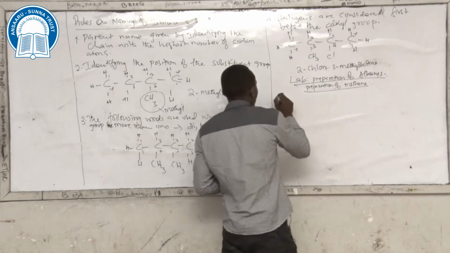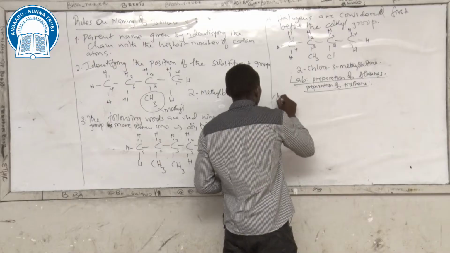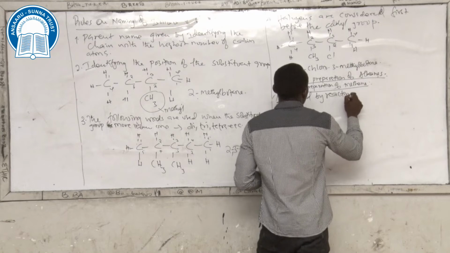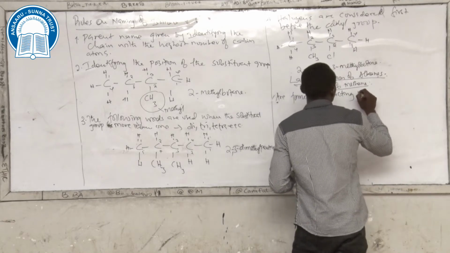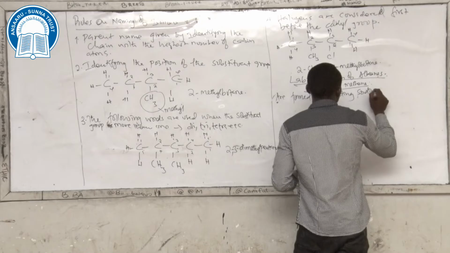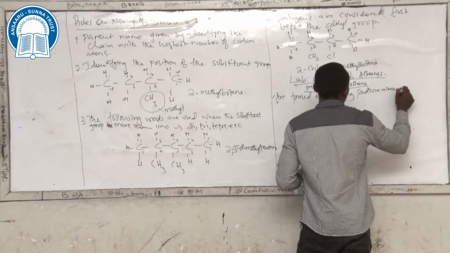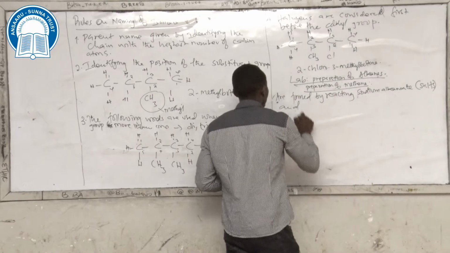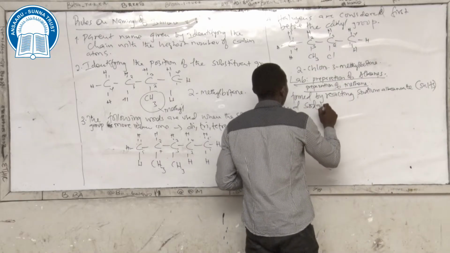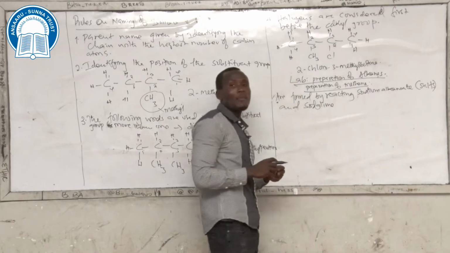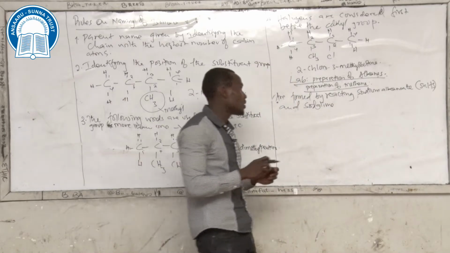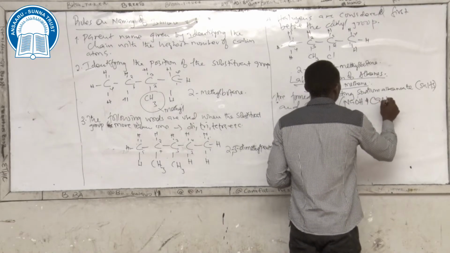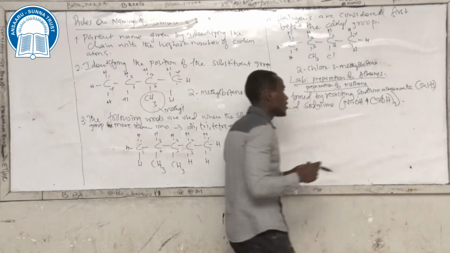So alkanes are formed by reacting metal alkanoates or sodium alkanoates, which are salts, and soda lime. Soda lime is a mixture of sodium hydroxide and calcium hydroxide. So that is the soda lime.